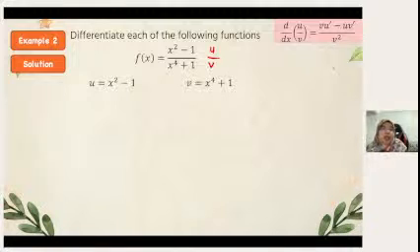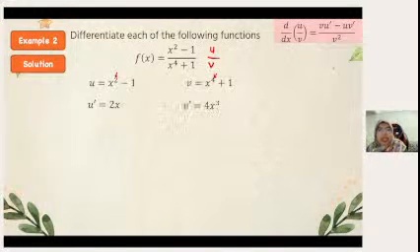Differentiating x squared, so we have 2 as the power. Make sure to bring them down. And then deduct 1 from the power. So those will become 2x. And then we have x to the power of 4. So this one is 4. Make sure you bring them down. So those will become 4x to the power of 3.